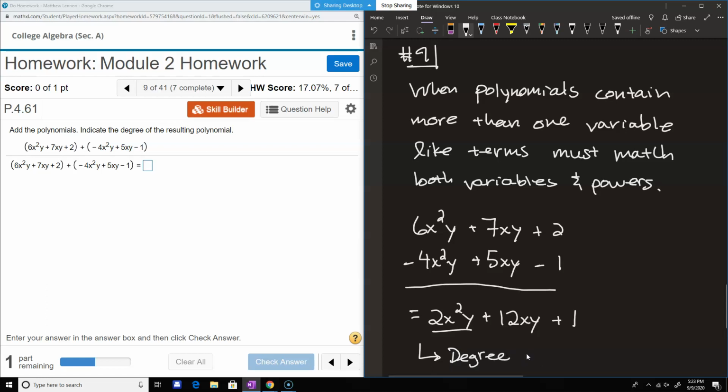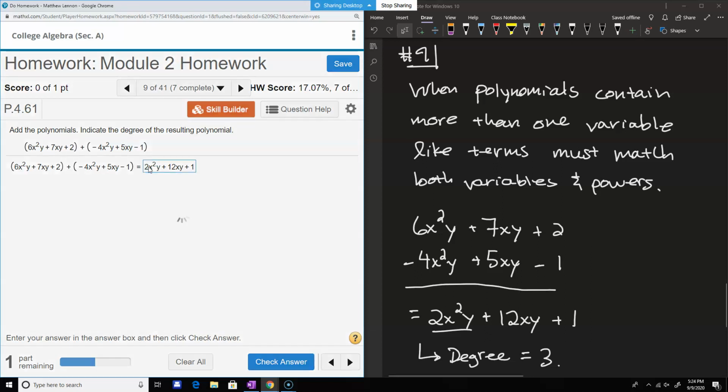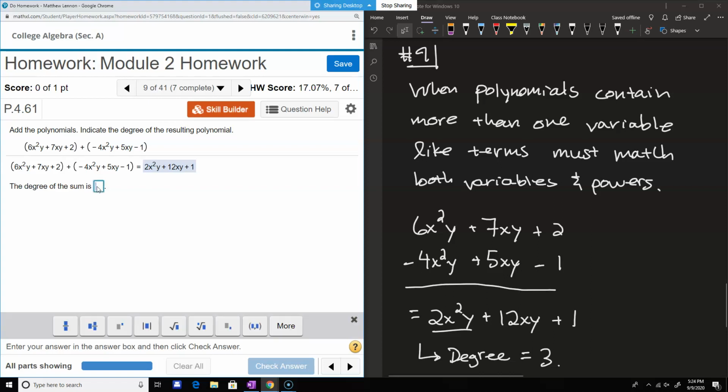A lot of times, you'll use that rule from one variable where you say, okay, what's the biggest power I see? And you might say, well, x squared is the biggest power I see, so it's just 2. But you have to actually include the factor of y, since that's one single term. Okay, so the degree of the sum, again, is going to be 3.